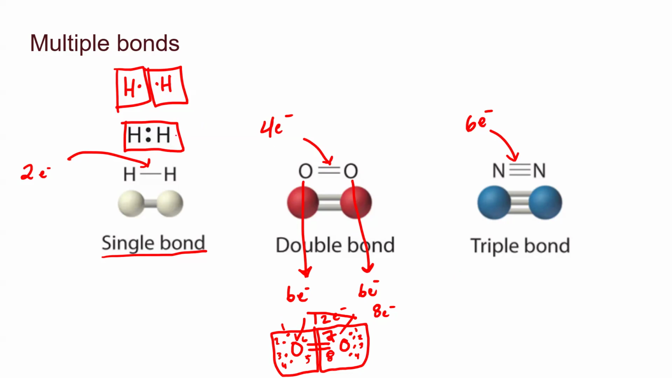We can use this figure to put together a model without these lines. We can say here's 1, 2, 3, 4, 5, 6, 7, 8, 9, 10, 11, 12. We can have these dots representing our two individual bonds.